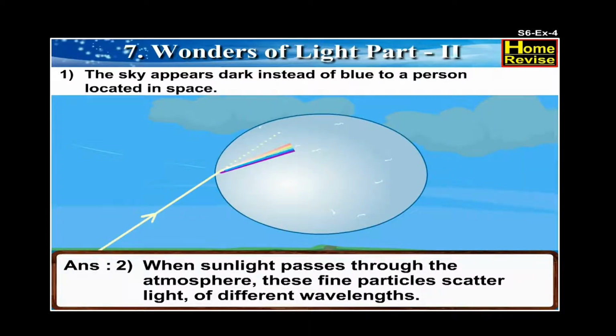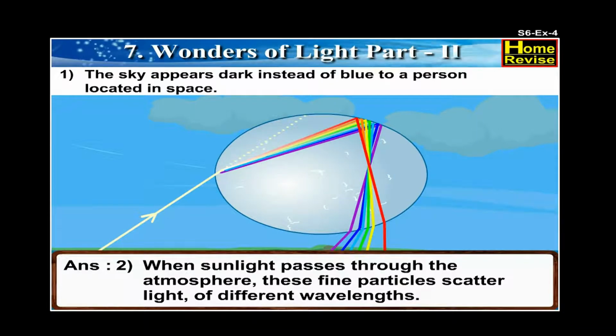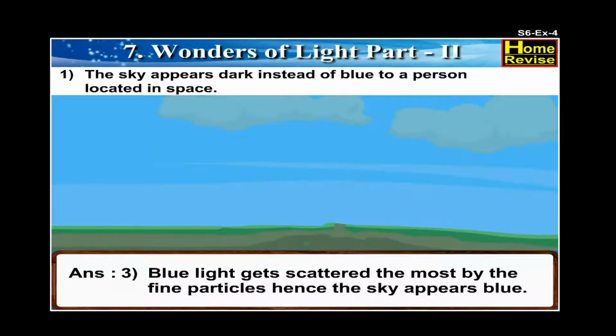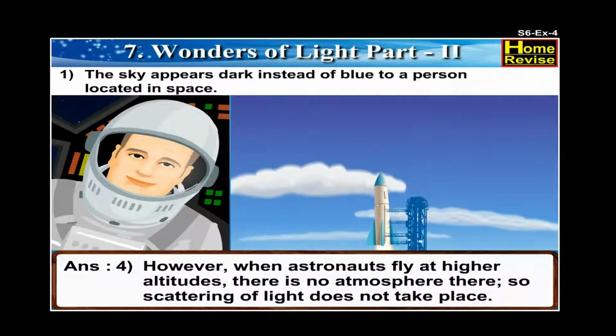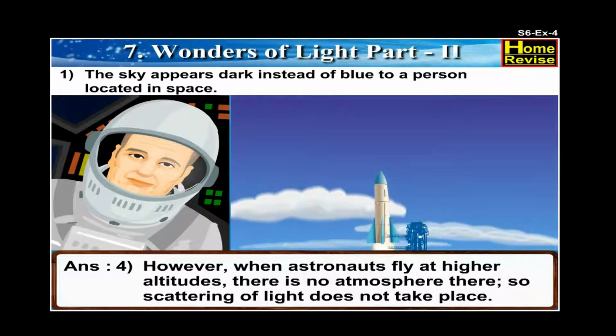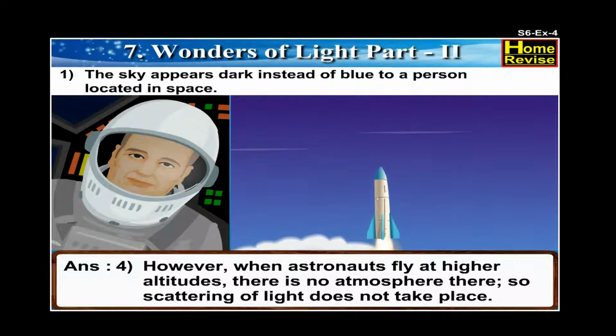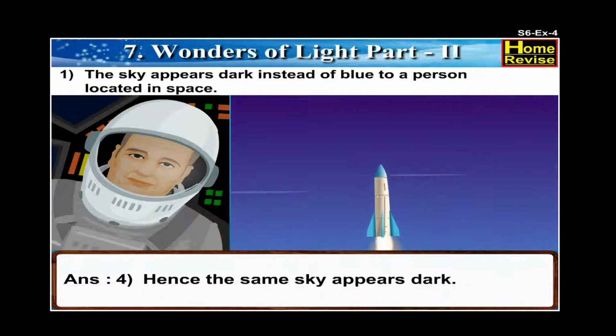2. When sunlight passes through the atmosphere, these fine particles scatter light of different wavelengths. 3. Blue light gets scattered the most by the fine particles. Hence, the sky appears blue. 4. However, when astronauts fly at higher altitudes, there is no atmosphere there, so scattering of light does not take place. Hence, the same sky appears dark.